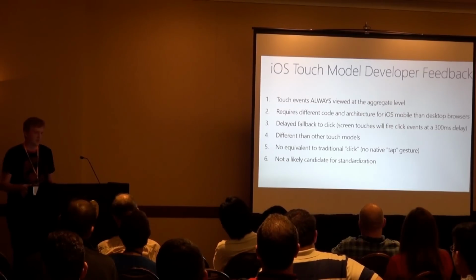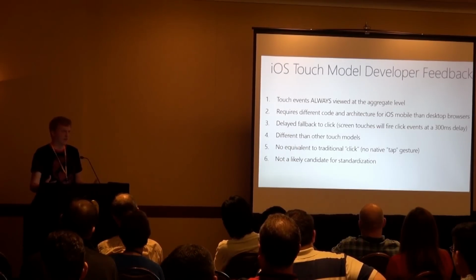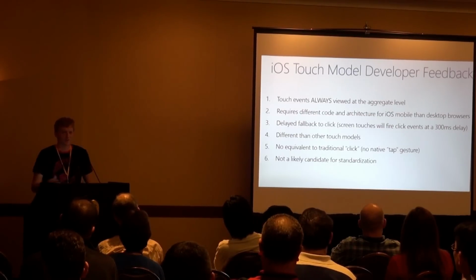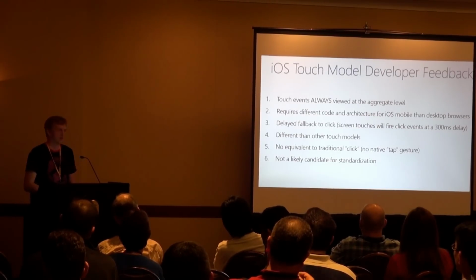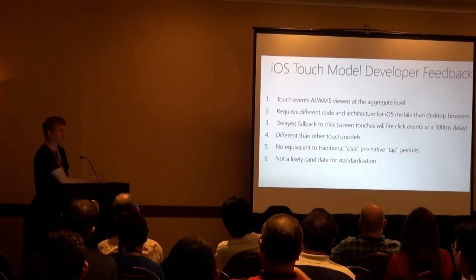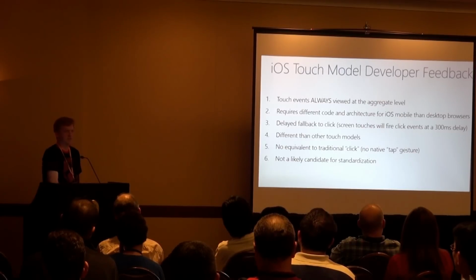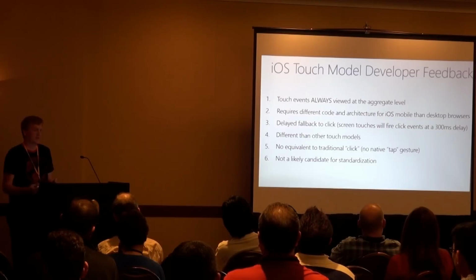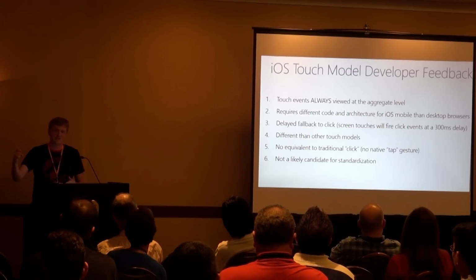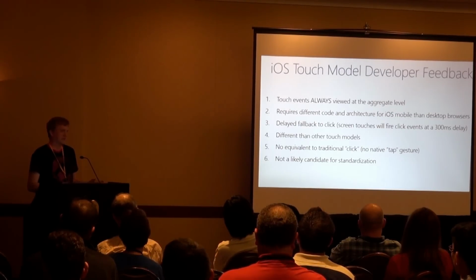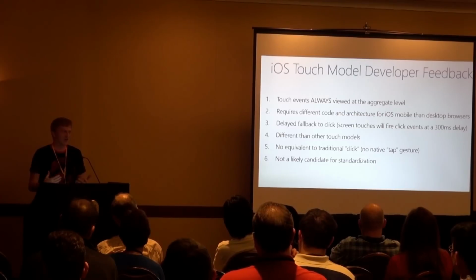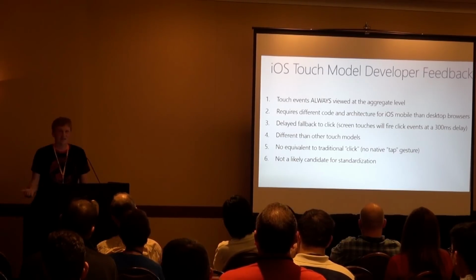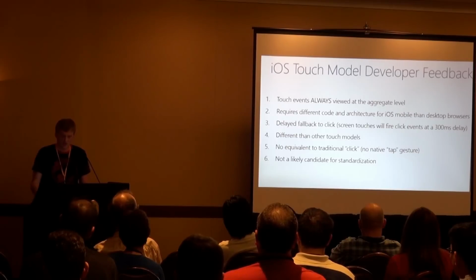So there's different touch models out there. Every browser has a bit of a different touch model. And that's a problem for me writing code, because now that fork in the code that we have for writing click versus touch is now forked again to support the different models. So there's no equivalent to a click. If you've ever tried to use a touch end instead of a click, you'll realize that there's not a clear equivalent one for the other. And it's not a likely candidate for standardization, okay?